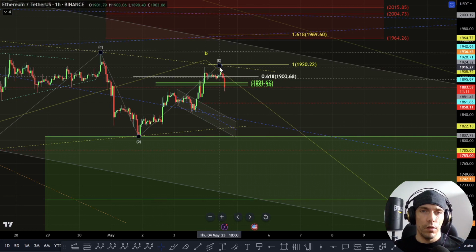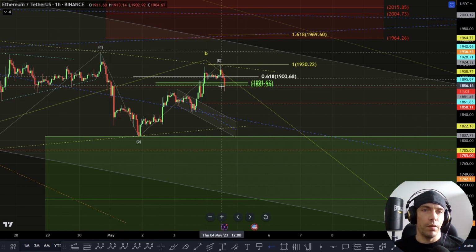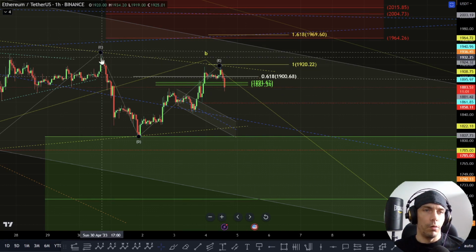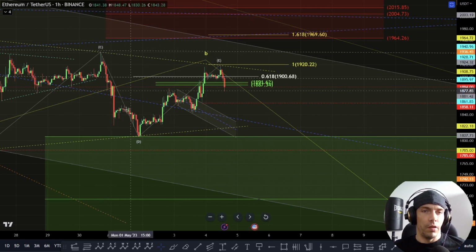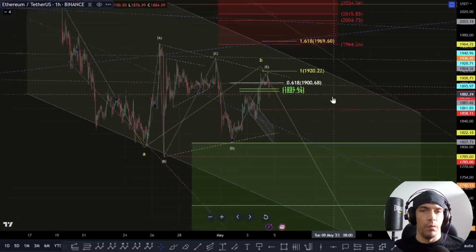It potentially could start here, but if this is the case, what we would expect is to actually maintain this high of this 1918. If we start to break back above this, this potentially means we're going to look to invalidate this as a triangle in this manner. So we just need to be a little bit cautious of this move in that case.